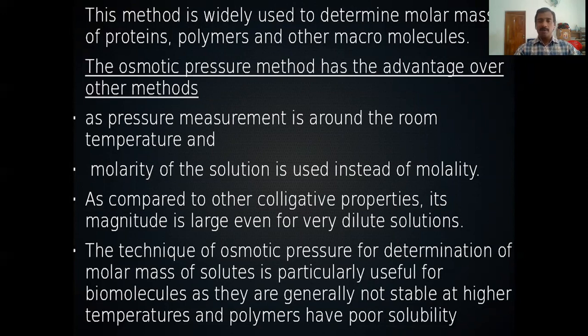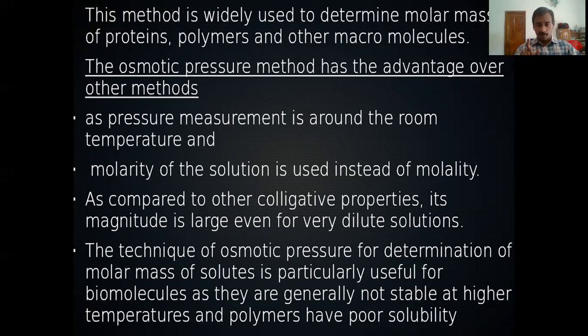Osmotic pressure measurement is at the ordinary temperature. Again, here we are not calculating a difference, like depression of freezing point, difference in the freezing points of solution and the solvent, elevation of boiling point, difference in the boiling points of solution and the solvent, relative lowering of vapor pressure. There also we have to calculate the difference in the vapor pressure of solution and the solvent. But here, there is no need to calculate any difference. Directly, we are measuring the osmotic pressure.